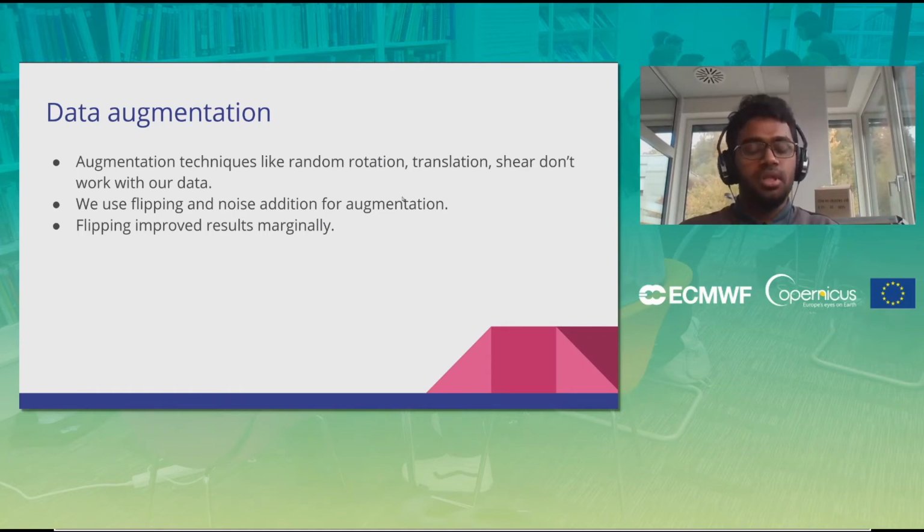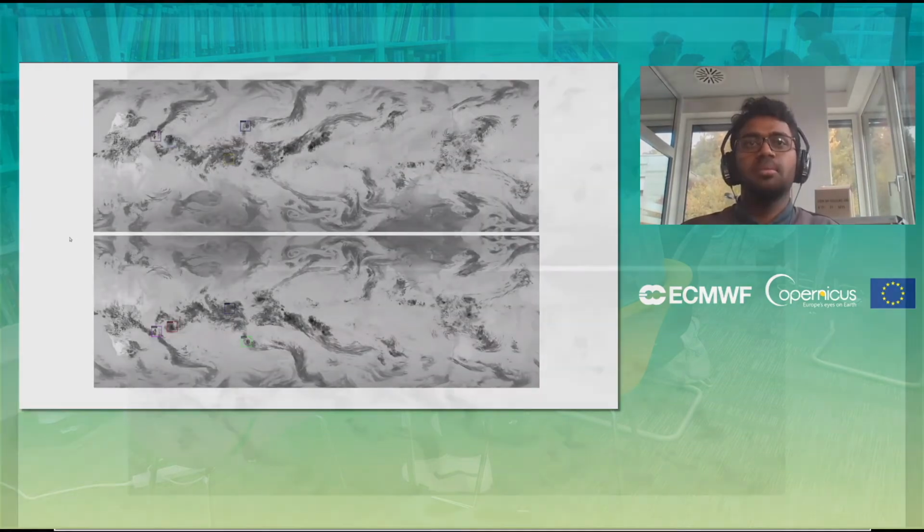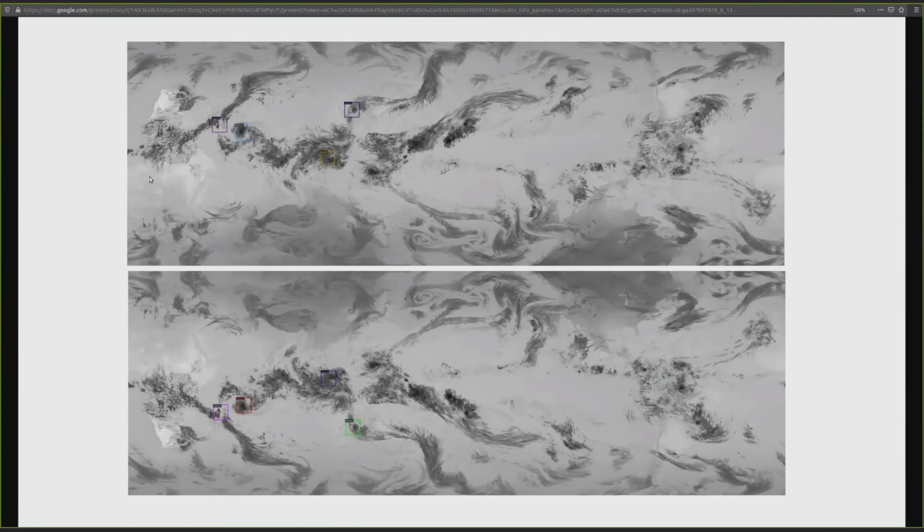So we had to think about new methods for augmentation, and then we switched to flipping and noise addition. In the next slide, I'll show what exactly I mean by flipping. Even with flipping, the results improved only marginally. We did not see a major improvement. Here you can see what I mean by flipping. The upper one is the original image and the bottom one is the flipped image. This provides us with more data and more instances of these different classes. Other augmentations could not work in our case, so we performed this kind of augmentation.